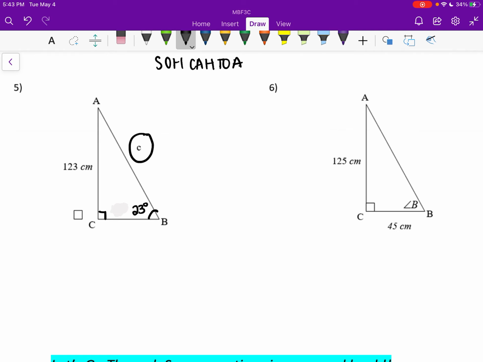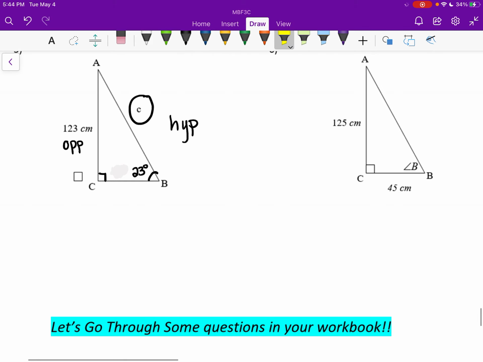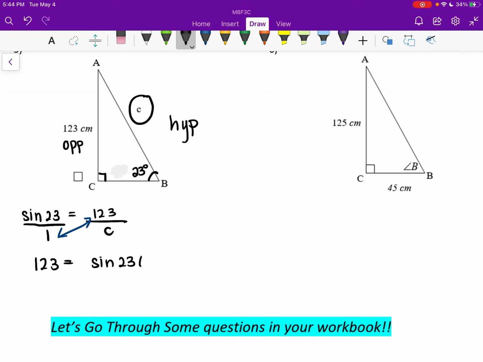If I look at angle B, I have the opposite of 23 over here, and then I have the hypotenuse. If I go back and look at SOHCAHTOA, opposite over hypotenuse is the sine ratio. So I'm just going to use sine. Sine 23 is equal to 123 over C, because I don't know what C is right now. Then I'm going to cross multiply. I like to put this over 1. So I have 1 times 123, which is just 123, equals sine 23 times C.